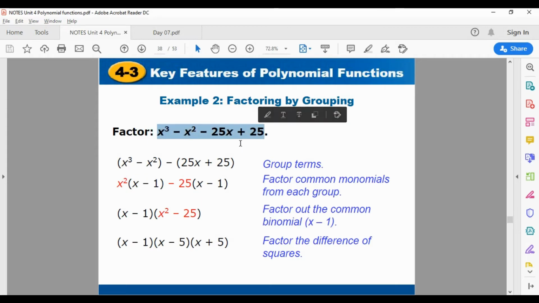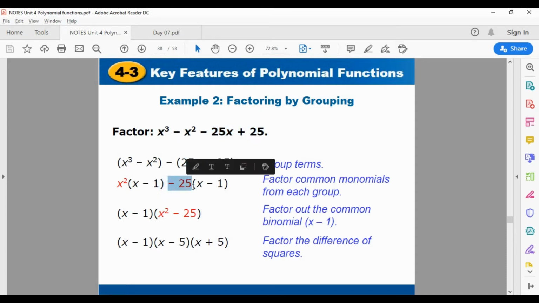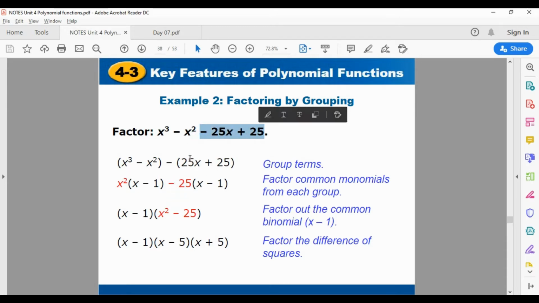And so what you look for is commonalities. Both of these terms here have 25. So I can factor out a 25, and I can take it a step further and factor out a negative 25, then this becomes that when you factor out the 25. And I'm only doing it to part of it, because then what I'm looking for is, is there an x minus 1 component here? If I factor out the x squared, I also get this x minus 1.